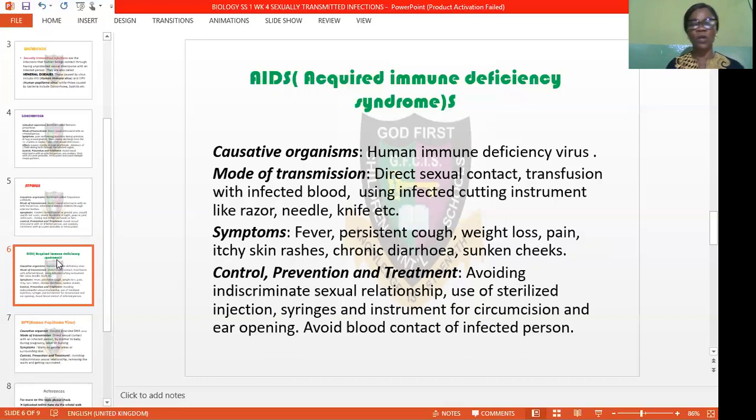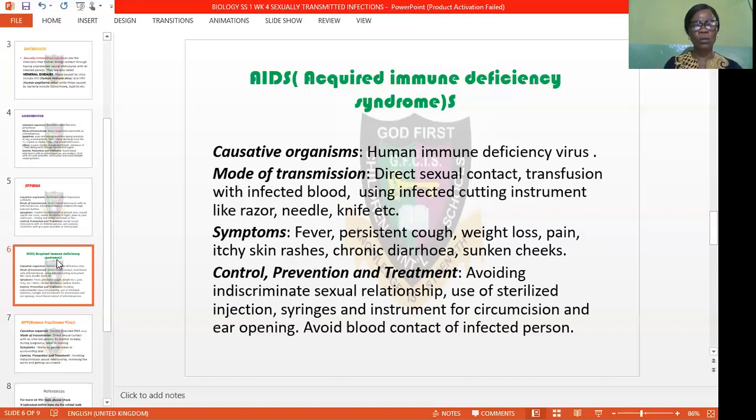What are the symptoms of AIDS? Fever, persistent cough, weight loss, pain, itchy skin rashes, chronic diarrhea, and sunken cheeks. Before you know it, your cheeks will sink in. Nothing will be there, very flat. These are the symptoms of HIV AIDS.